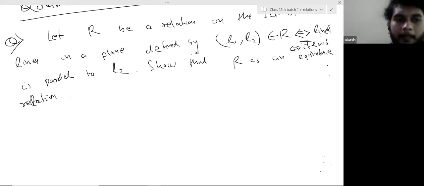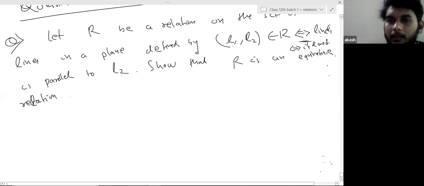Let's move on then. Shikani, we have started this question. Let R be a relation on the set of all the lines in a given plane, defined by (L1, L2) belongs to R if and only if line L1 is parallel to L2. Let's show that R is an equivalence relation.